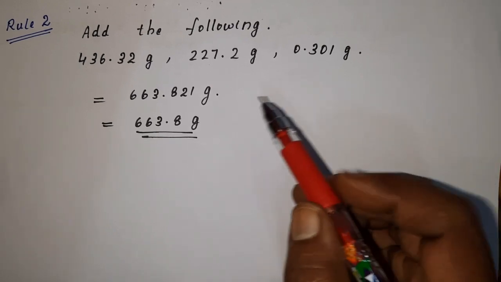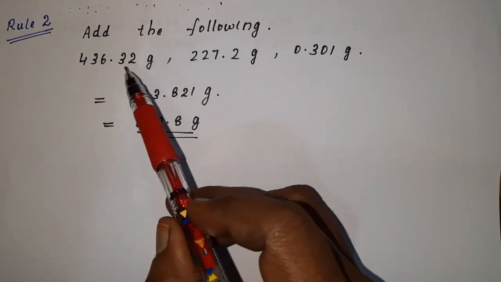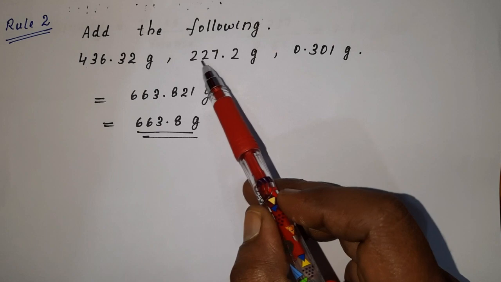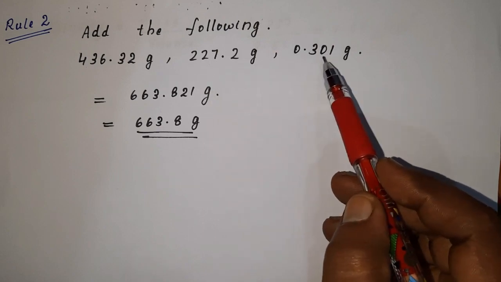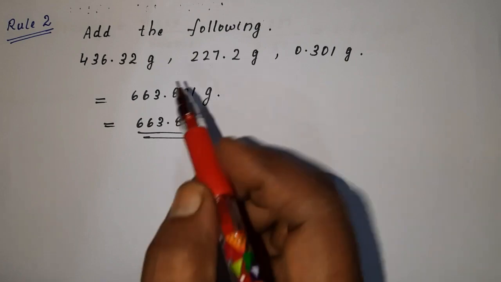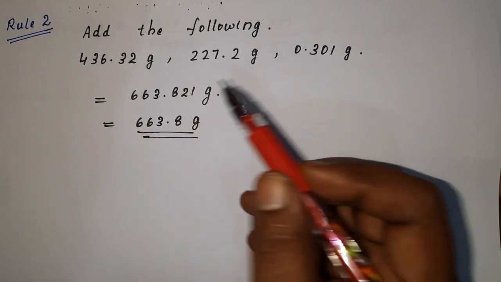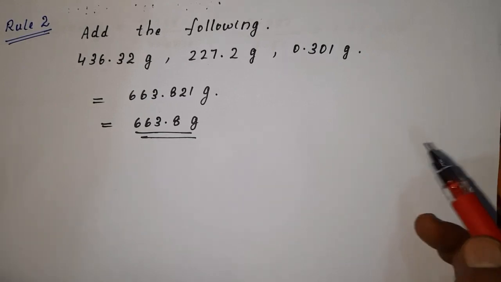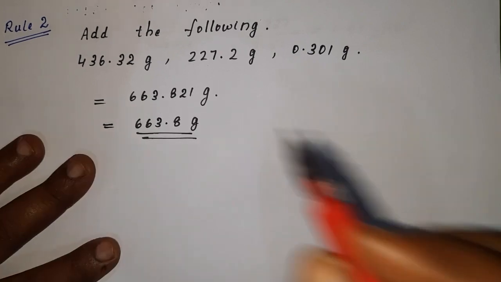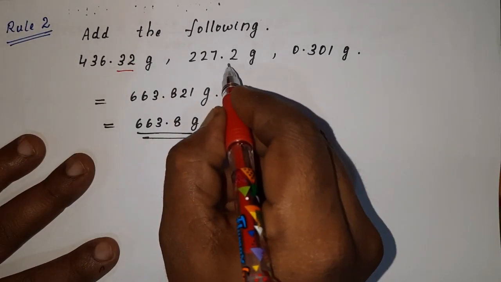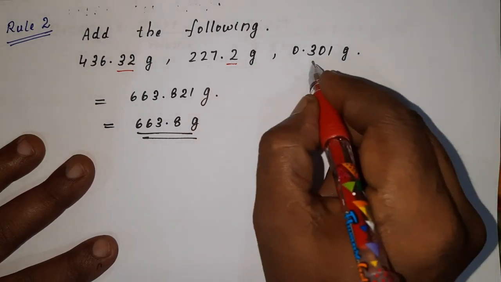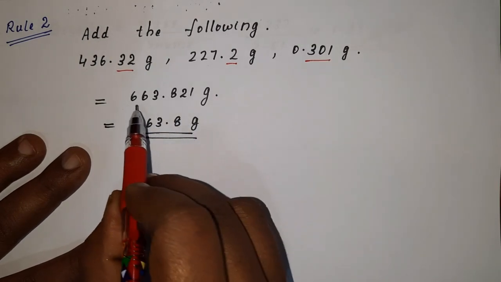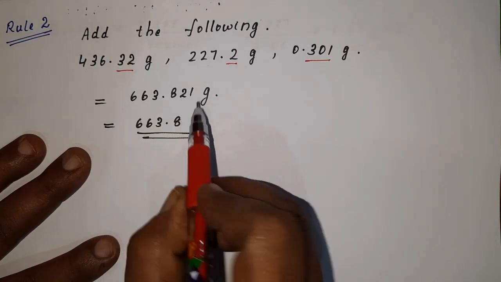Now this explains rule 2. We have an example. Add the following: 436.32 gram, 227.2 gram, 0.301 gram. So here, as the rule says, we need not look at the number of significant figures. We need to look at what? The decimal places. Okay. So here 2 decimal places are there. Here only 1 and here 3. So first of all, you have to add them. By adding, you will get 663.821 gram.